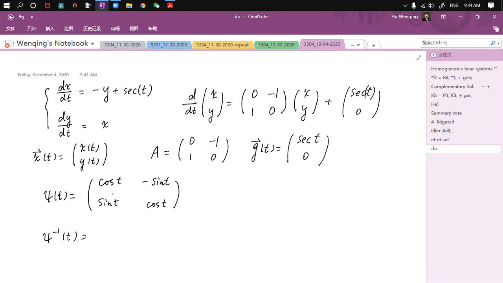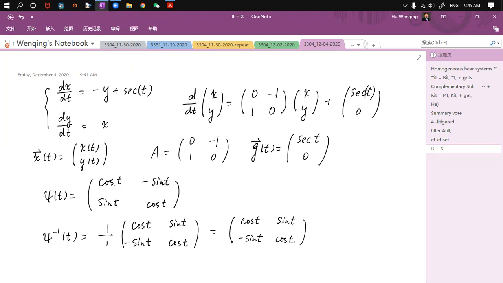The inverse matrix, remember, involves the determinant. Here the determinant is equal to 1. So 1 over 1, and then you switch the diagonal entries, cosine t, and put a negative on the off-diagonal, sine t and minus sine t. So that's cosine t, sine t, minus sine t, cosine t, which gives you Φ inverse of t. Is that good, family? Now that you have both Φ and Φ inverse, you can just apply our formula.